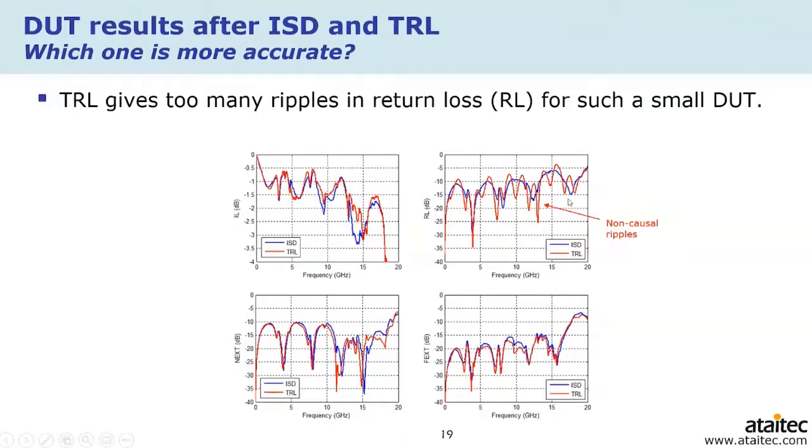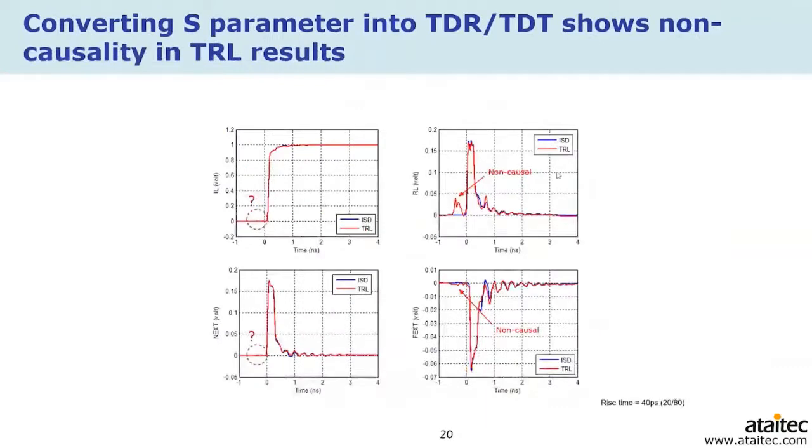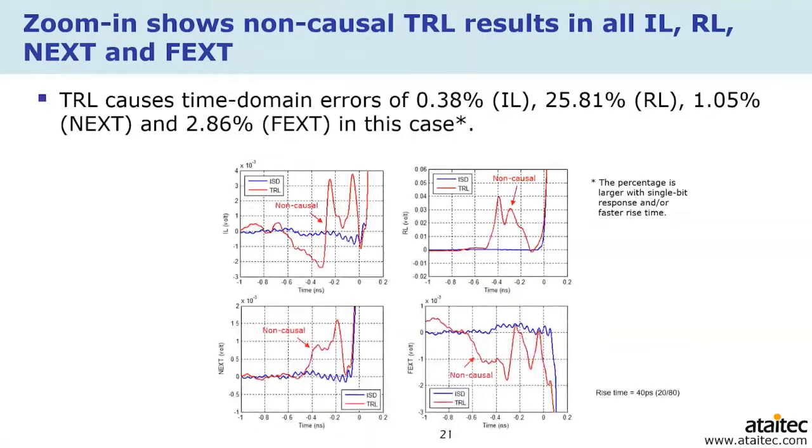And then you say, well, how can we know which one is correct? So you convert them into TDR waveform. And indeed, for TRL results, you see non-causal response before time zero and a little bit after the DUT, which is harder to tell. And if we zoom in, you see causality errors from TRL in every term, not just return loss, but also insertion loss, NEXT and FEXT.